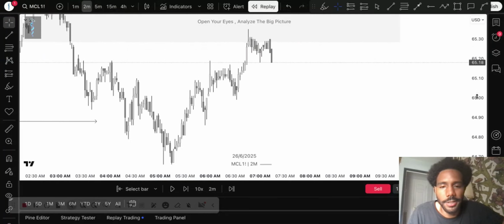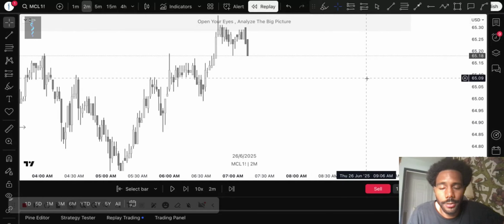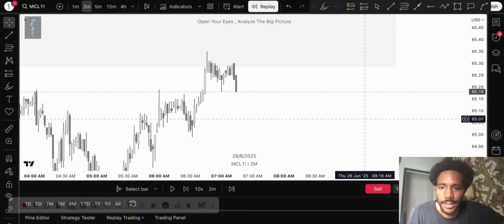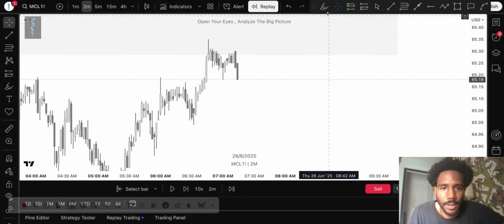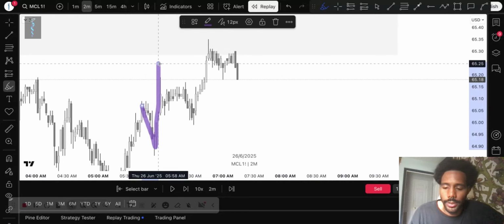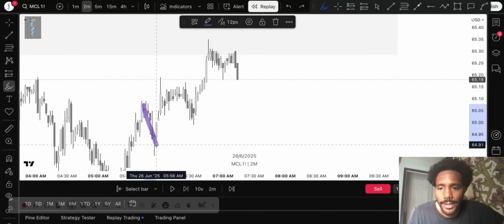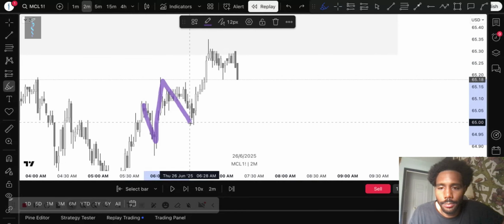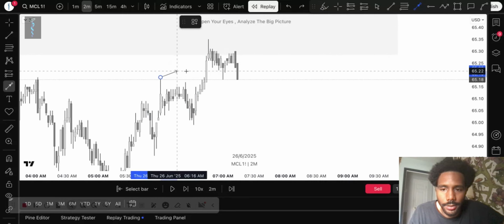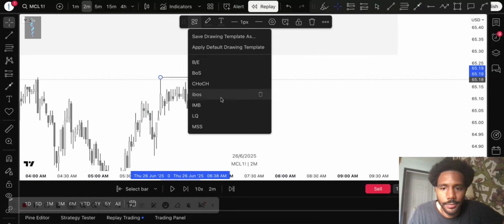Okay, anyways, guys, looking at structure, when we tap inside of this area of interest, the first thing that stands out to me is this last pullback to break. Oh wow. This last pullback to break. I see this as the break and the last internal break here.